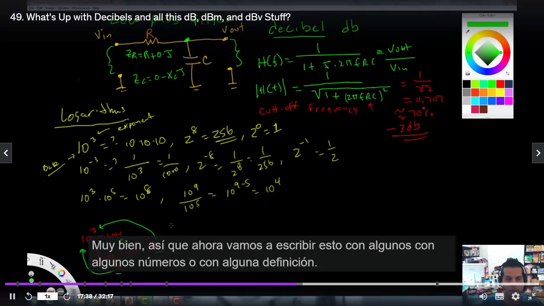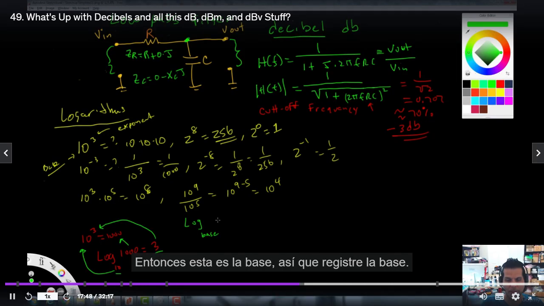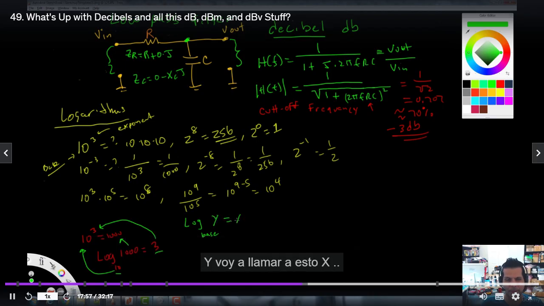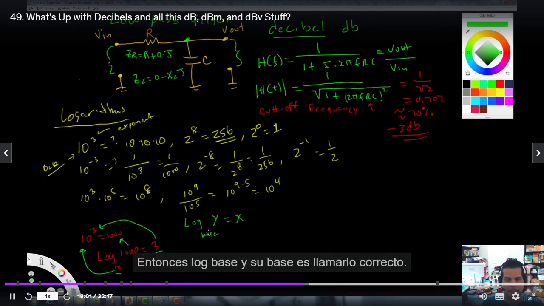Now let's write this down with some definitions. This is the base, so log base. I'm going to call this y, and I'm going to call this x. So log of base, and instead of base, let's call it b.